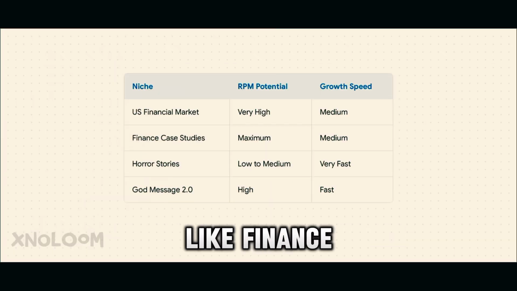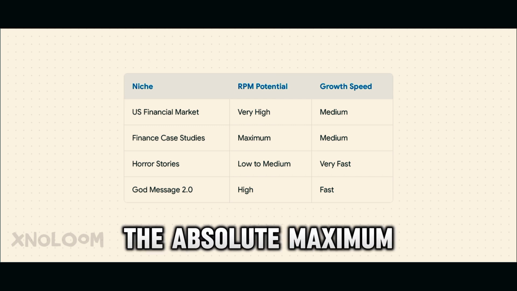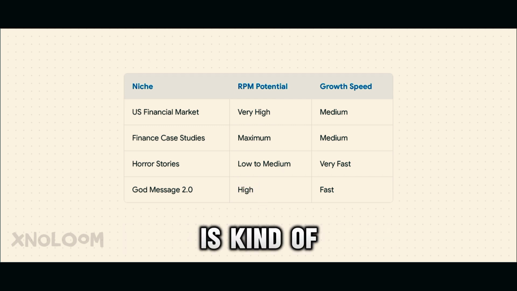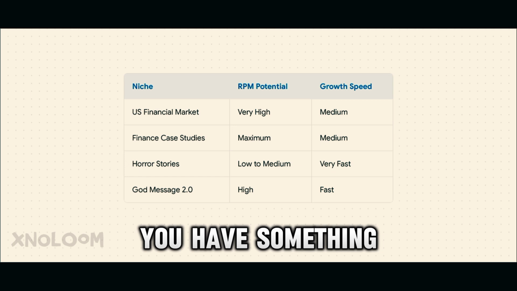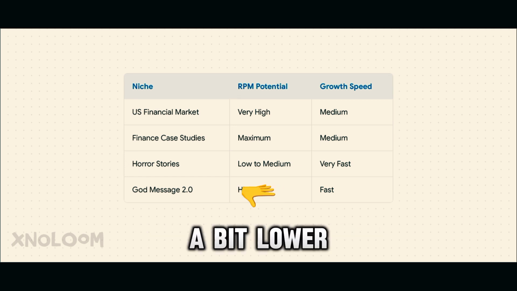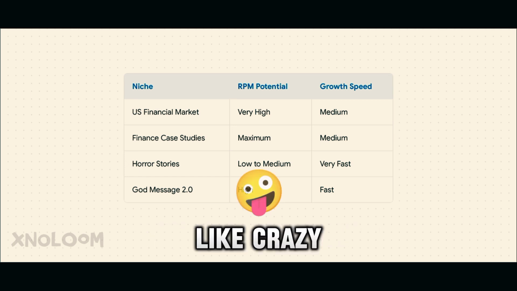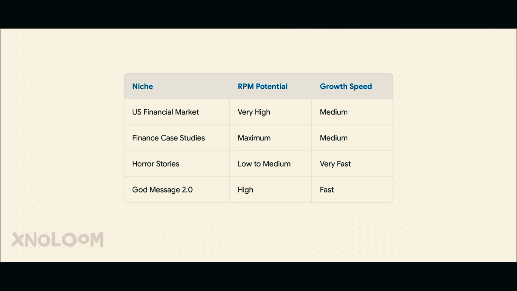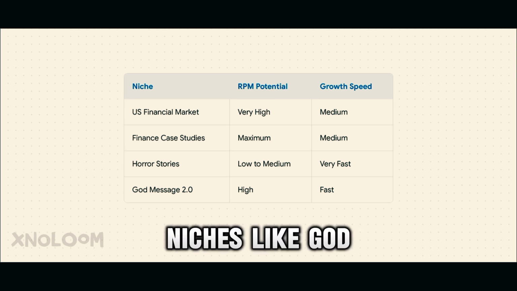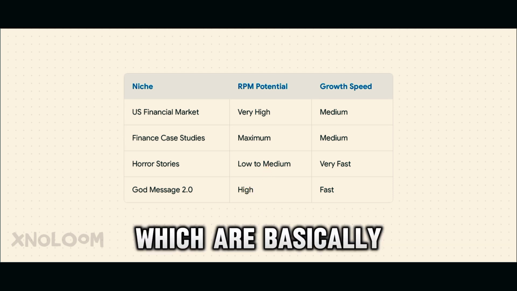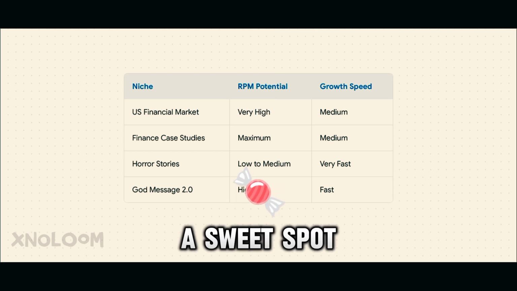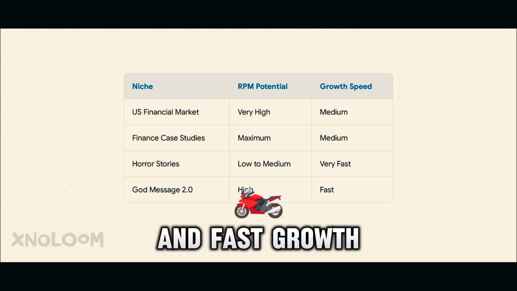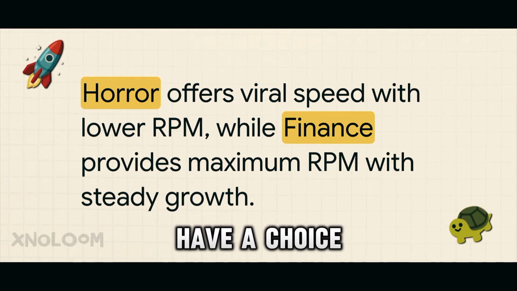You've got niches like finance case studies that can get you the absolute maximum RPM, but the growth is kind of steady. On the flip side, you have something like horror stories. The RPM is a bit lower, but these videos can go viral like crazy, so your growth can be super fast. And then you have these unique niches like God Message 2.0, which are basically motivational messages, and they hit a sweet spot of high RPM and fast growth. So you really have a choice to make.